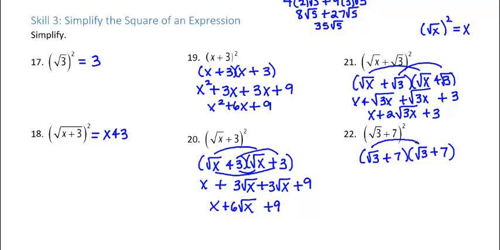Square root of 3 times the square root of 3 is just 3. Square root of 3 times 7 is plus 7 on the square root of 3. Plus 7 times the square root of 3 is plus 7 on the square root of 3. Plus 7 times 7 is plus 49. Combining like terms gives us 52 plus 14 radical 3.